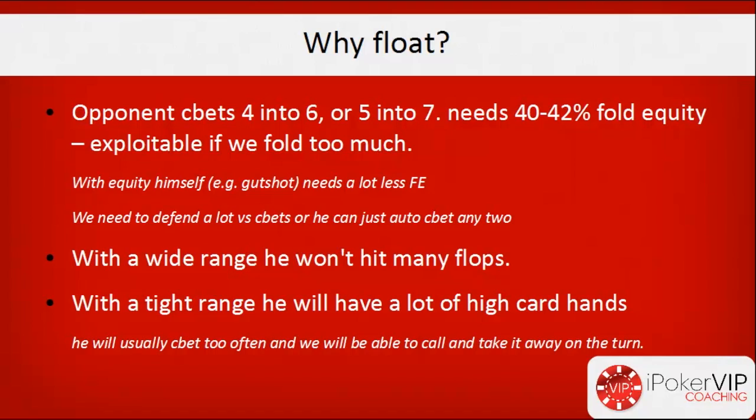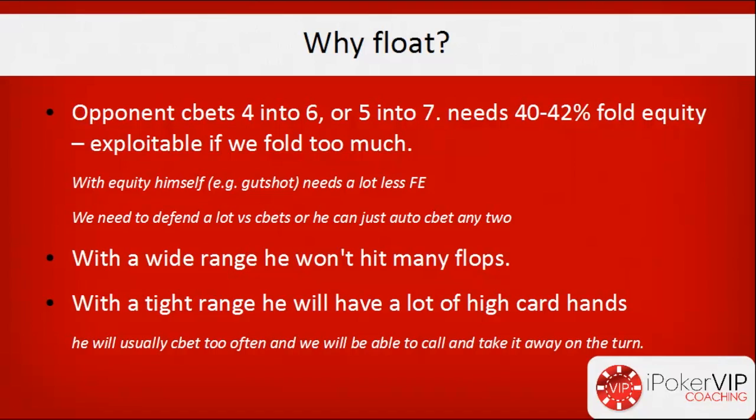Now therefore, if we're folding more than this, if we're folding like 50% to c-bets, he can just c-bet any 2 against us and show instant profit, which is obviously bad, because when he shows a profit, we lose money, essentially. We don't lose money on the flop because folding there is 0 EV, but we lose money on our pre-flop call because we're just giving up when we miss. With equity himself, such as a gut shot or overcards, he needs significantly less fold equity because, of course, sometimes when we call, he's going to improve and make the best hand and win anyway. So in reality, we need to be defending a lot against c-bets, and we can only really be folding to like 30 to 35% before we become exploitable by folding too much if it's higher than that.